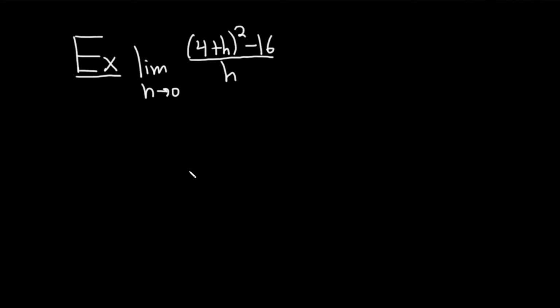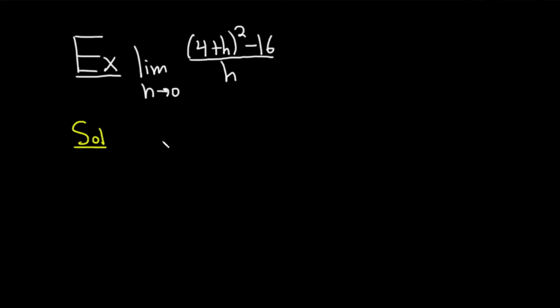Okay, this is our last example. We have the limit as h approaches 0 of 4 plus h, all being squared, minus 16, and all of that is divided by h. As always, when you see a limit like this, you should take this number and try to plug it in, and you'll notice that we get 0 on the bottom, so that doesn't work.